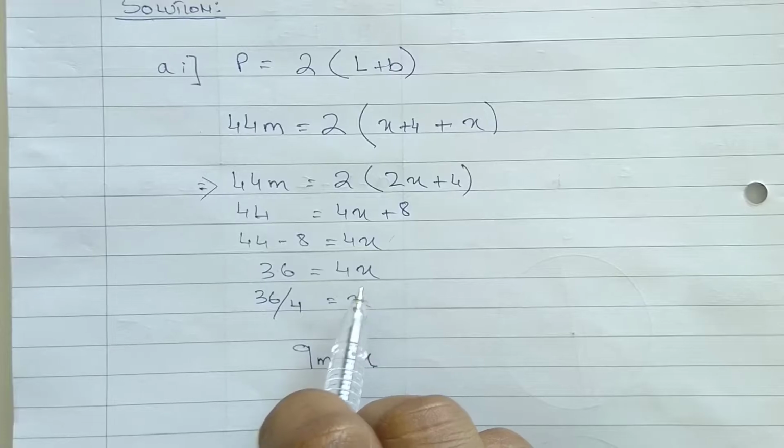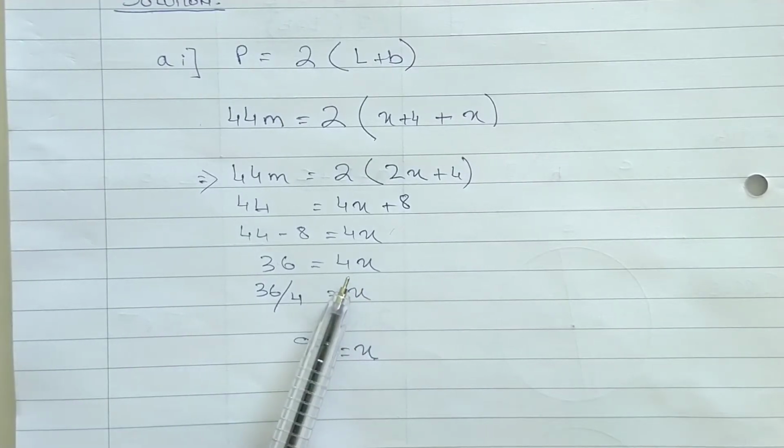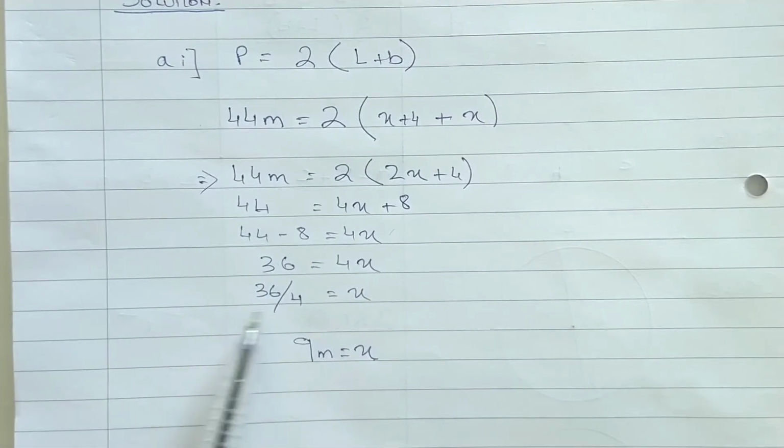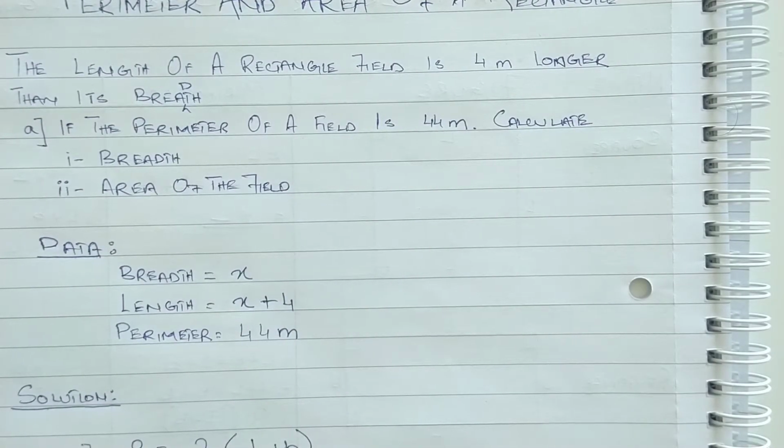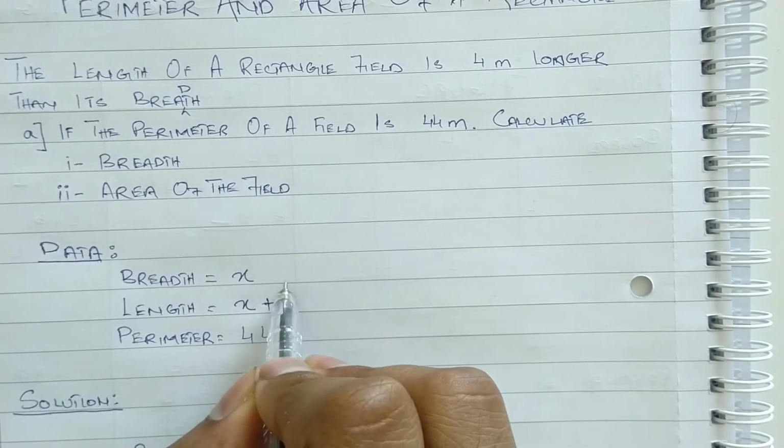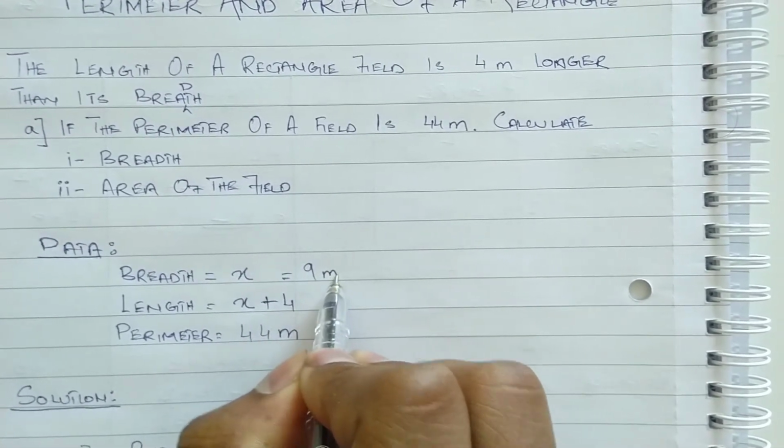36 equals 4x. So to calculate x, we shifted 4 to the other side. 36 divided by 4 is 9 meters. So the breadth is 9 meters. Part 2 states to calculate area of the field. As we already know, x equals 9 meters.